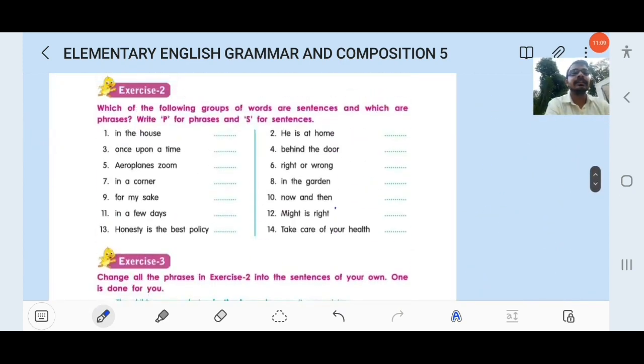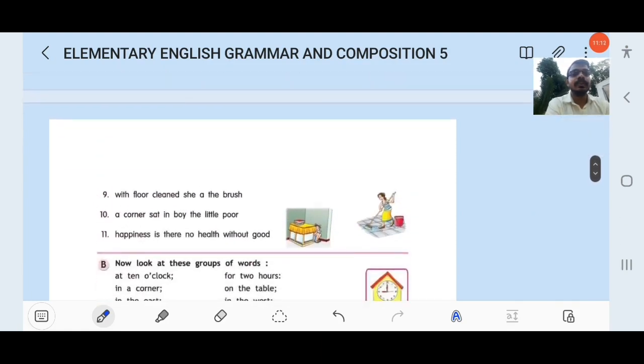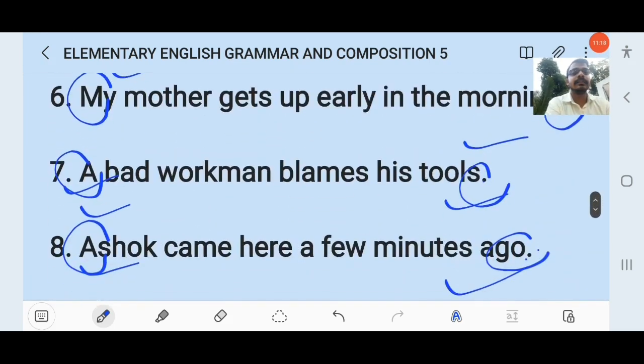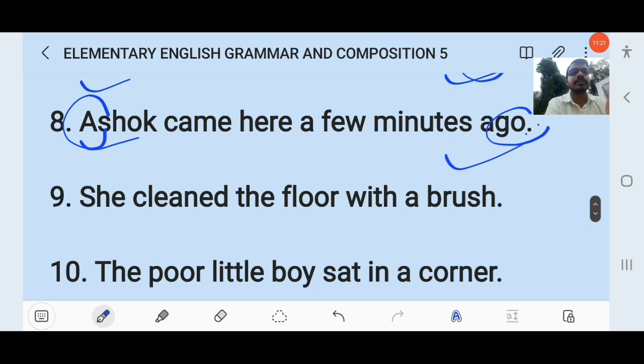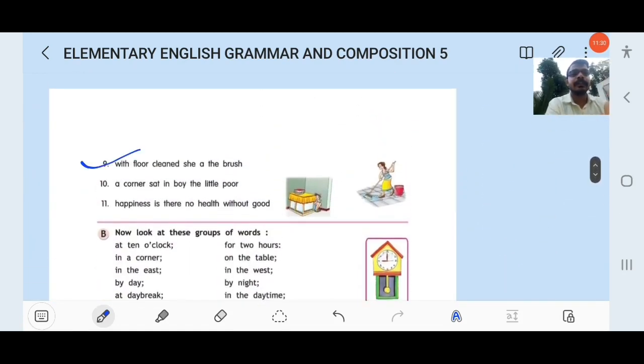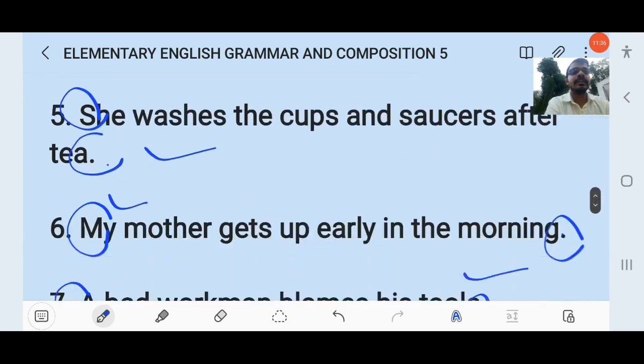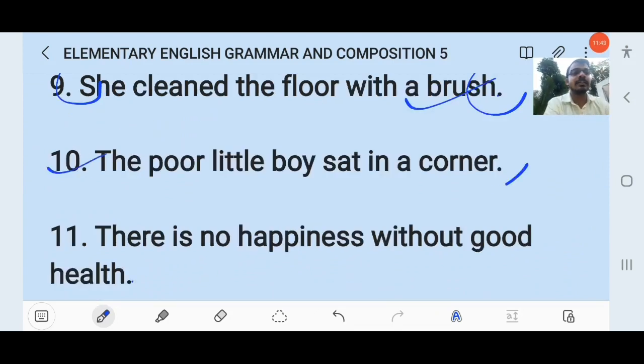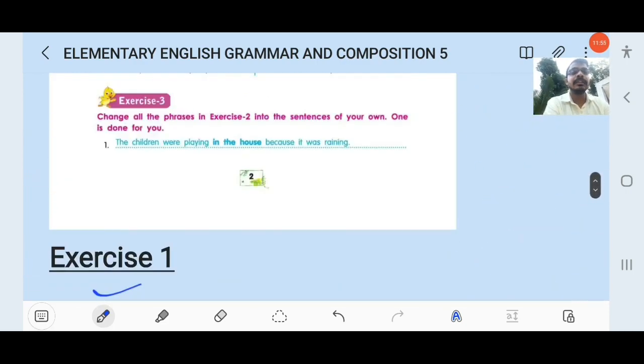Then next question number 9: with floor cleaned she a the brush. Here you have to write: She cleaned the floor with a brush. S should be capitalized and end the sentence with a full stop. Then next question number 10: a corner sat in boy the little poor. You have to write: The poor little boy sat in a corner. T should be capitalized. As you know, the first letter of each sentence should be capitalized. Capitalize the first letter and end the sentence with a full stop. Then next question number 11.